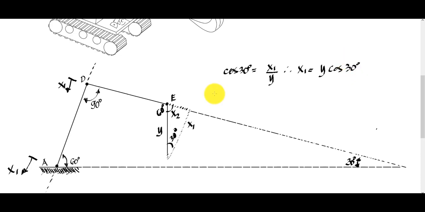Now for the x sub 2, we'll be using the sine of 30 degrees. So our opposite will be the x sub 2, and our hypotenuse will be the y. Writing that, we have x sub 2 is equal now to y sine of 30 degrees.